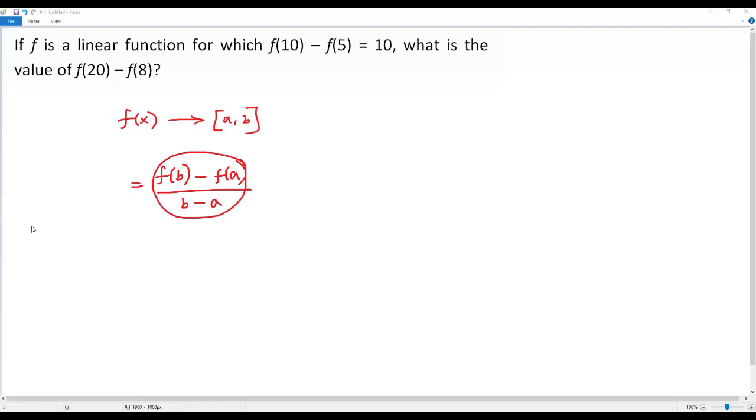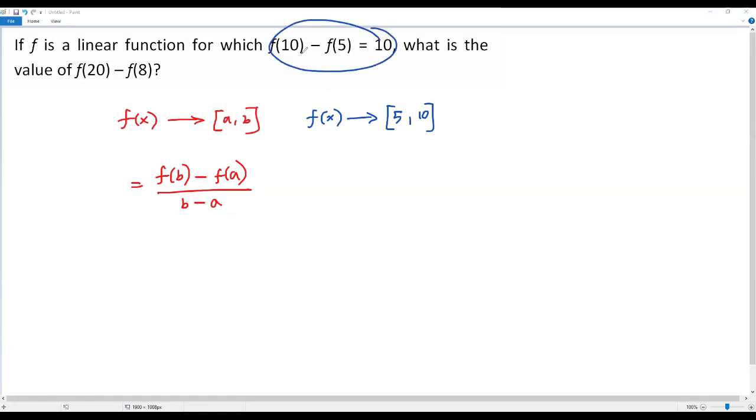Now let me consider the same function f(x) over the interval (5, 10). Here we have a question: how do we get this interval (5, 10)? I got it from this expression. Here the value of x is 10, and here the value of x is 5. Since the smaller value is 5, I take it as the left side boundary value, and the bigger value 10 as the right side boundary value.